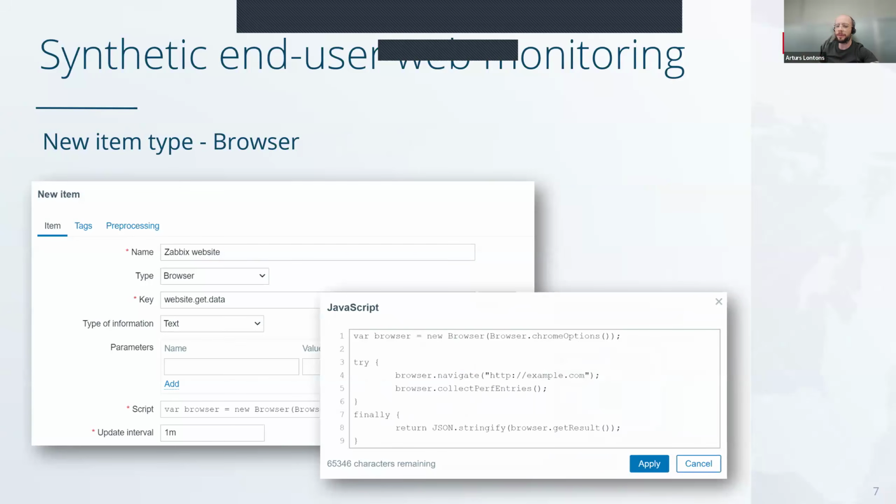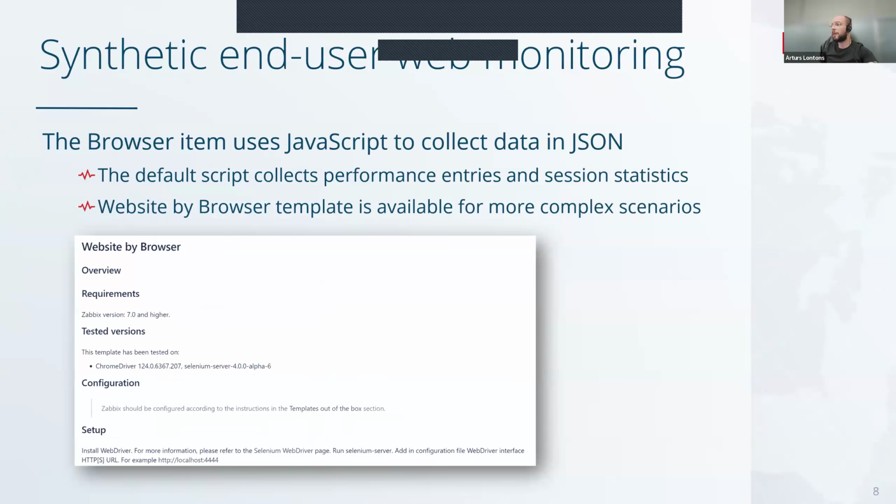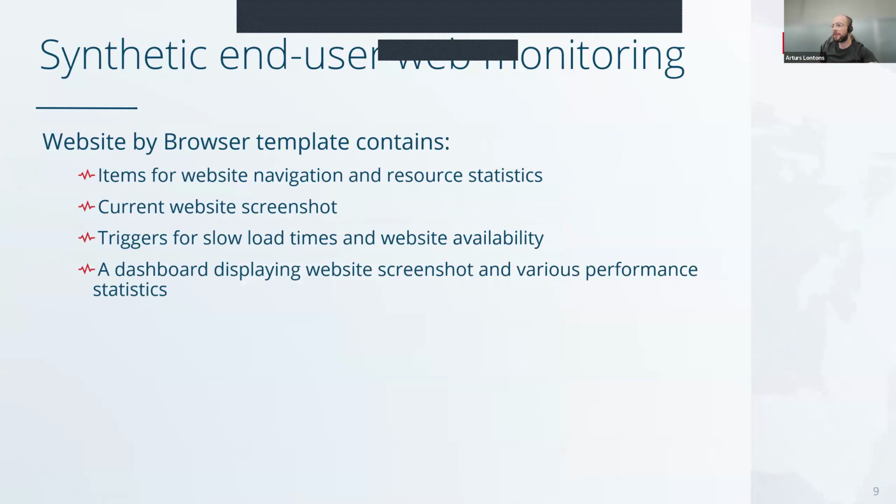And in this item, the magic happens in the JavaScript over here. So you will have some JavaScript when you create this item right out of the box for simple checks, and you can get started there with simple website checks. But we are also providing a template. Over here, I have a screenshot from our Git page, or if you're deploying Zabbix 7.0 from scratch, you will have it out of the box. We have the website by browser template, and you can use it to collect a general set of website and web application metrics.